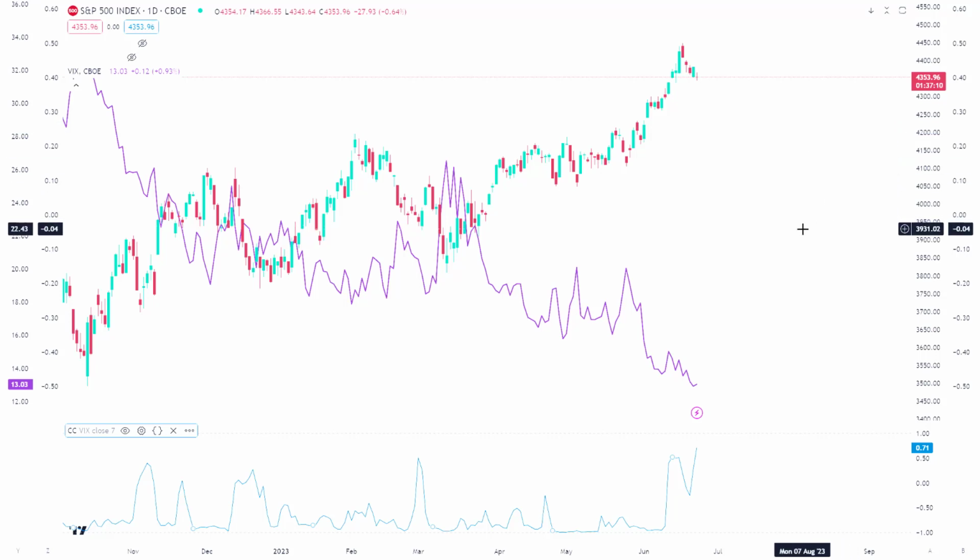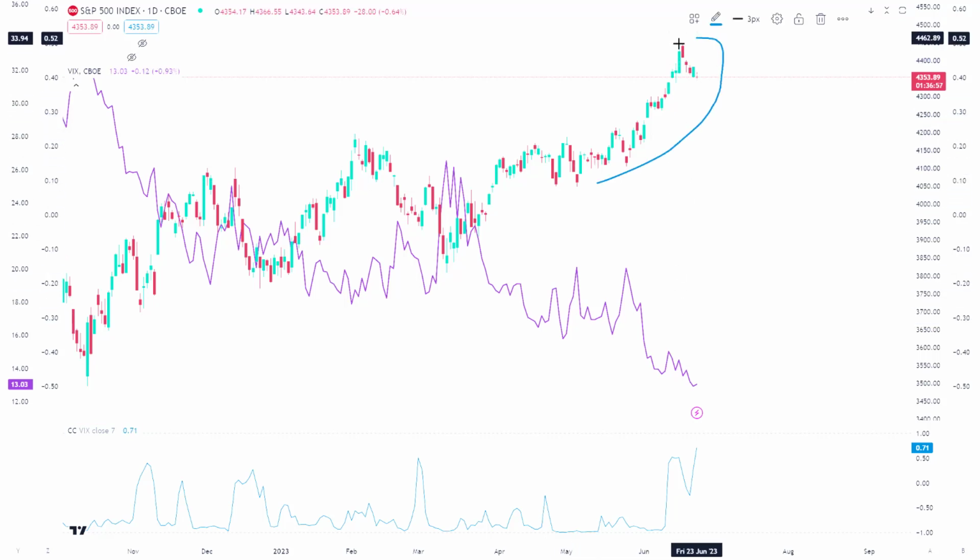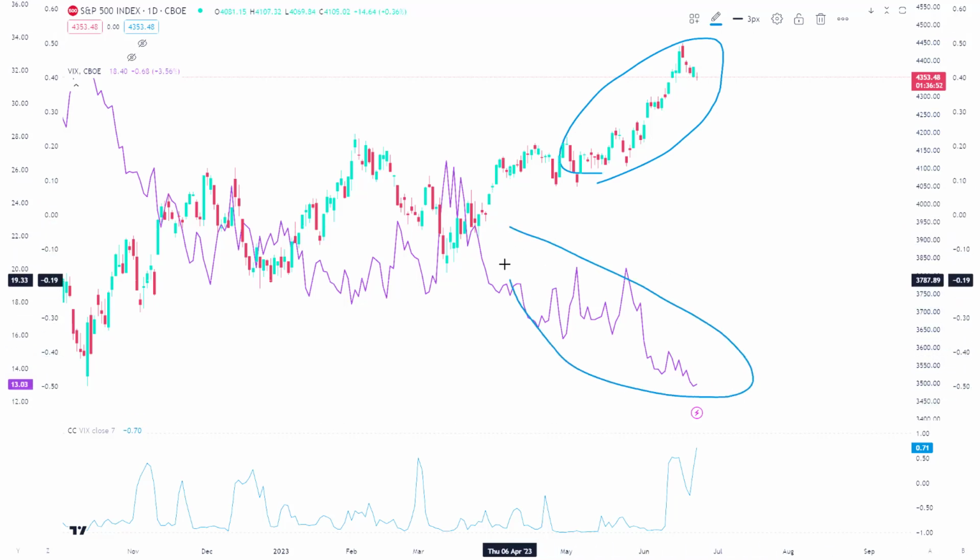So what is this that I'm alluding to? It is the relationship of the VIX to the S&P 500. Back here in the candles, we have the S&P 500 or the SPX. And then this purple line is the VIX, or the volatility index. And down here at the very bottom, it says CC VIX. That's the correlation coefficient. This is the volatility's relationship to the underlying asset, in this case, the SPX.